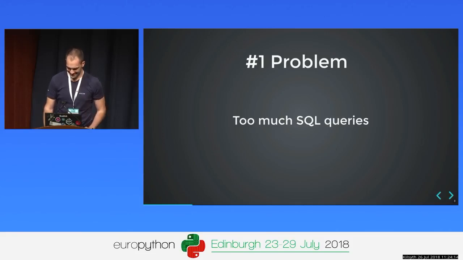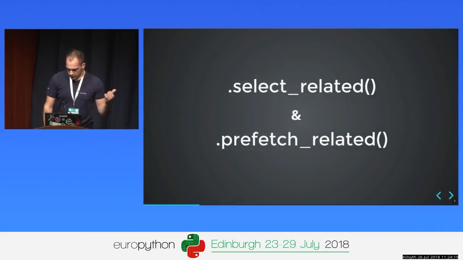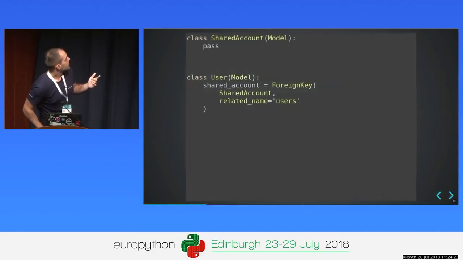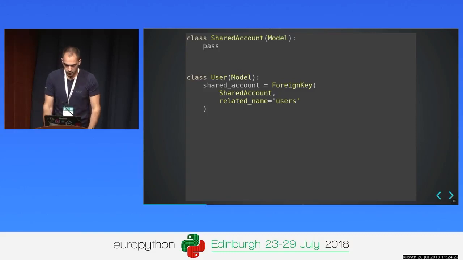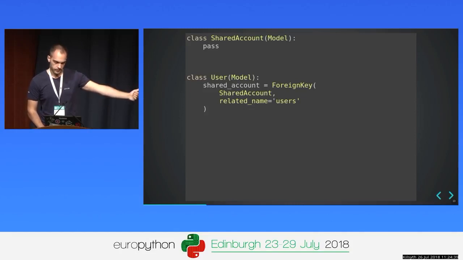So, how do we solve that? We know these 2 methods, select_related and prefetch_related. They come natively from the Django ORM. So, how do they work? Let's say we have 2 models, user and shared account. Every user is related to a shared account, and every shared account can have multiple users.